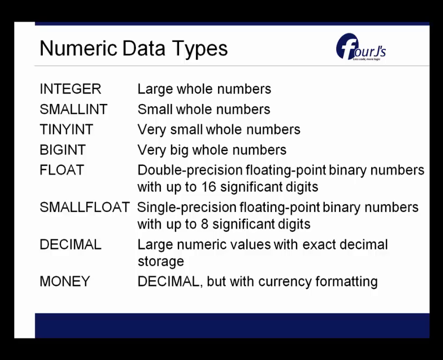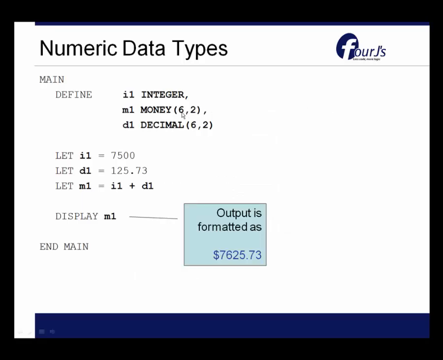Let's take a look at these categories and data types. The first category is numeric data types. As you can see here, there are a variety of ways that you can store numeric data. From integer, small int, tiny int, and big int for managing whole numbers, to float and small float for managing floating point binary numbers, and decimal and money for managing numeric values with exact decimal storage. Now, the money data type is simply the same as the decimal, but will format as the currency defined for the system. In this example, we see 3 different numeric variables defined: integer, money, and decimal.